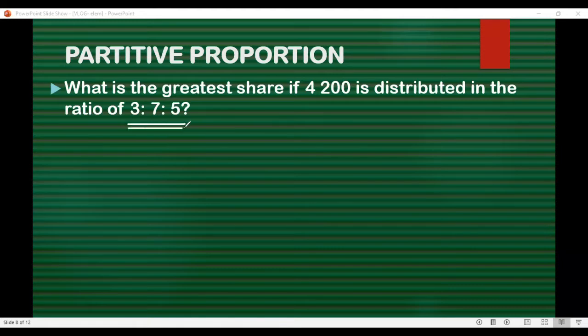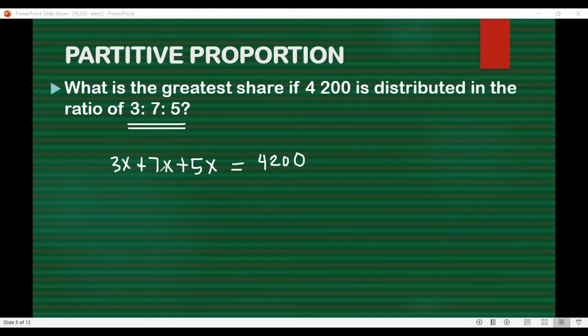3 is to 7 is to 5. What are we going to do here? It is very basic. We simply have here 3x. So this simply means that we have 3x plus 7x plus 5x. And if we are adding this, the answer that we are getting is actually 4,200.